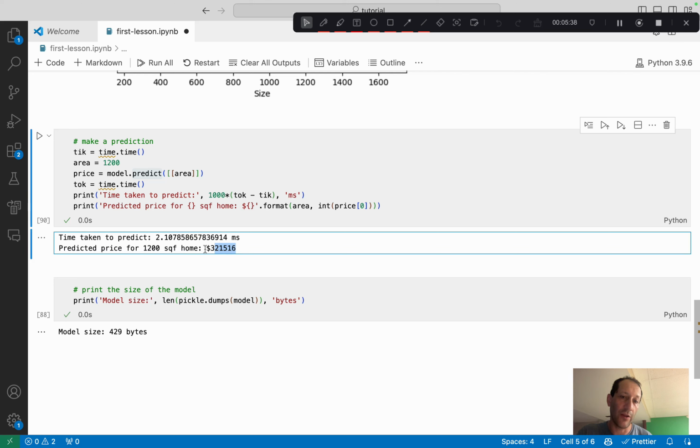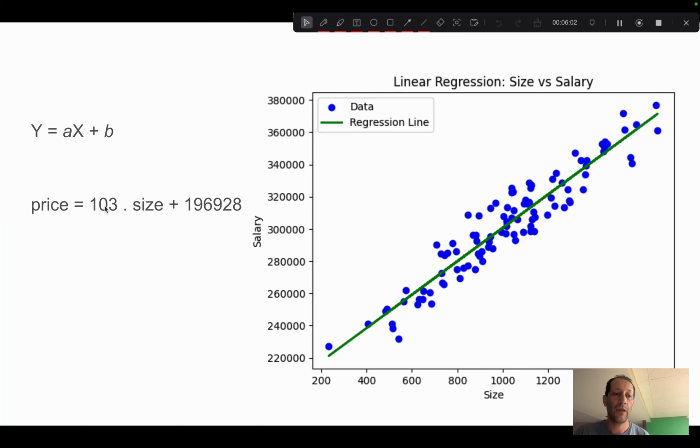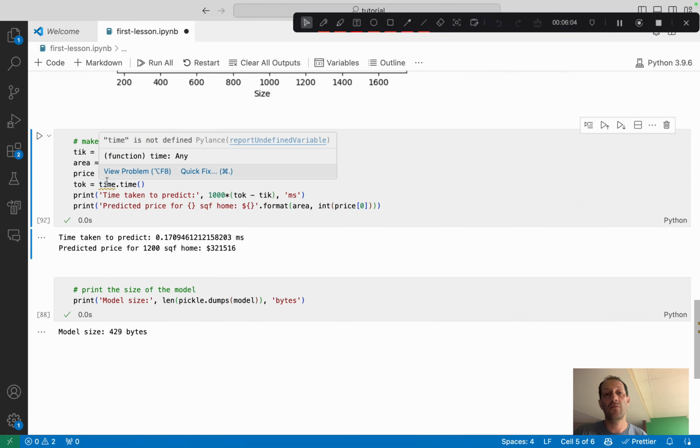One thing I want to bring to your attention is that it took very little time for the model to make the prediction. In this case, 2 milliseconds. But if I keep repeating, it's like 0.3. It changes a little bit, but it shows how fast it is. Why is it so fast? Because all it's got to do is plug that size value into that equation that I just showed you and give you the price. That's why it's so fast to make predictions.